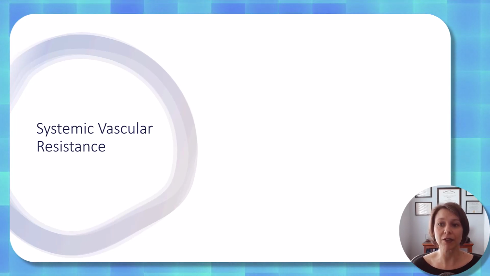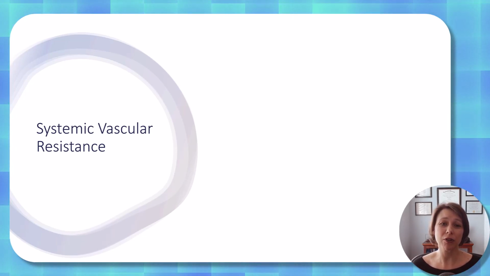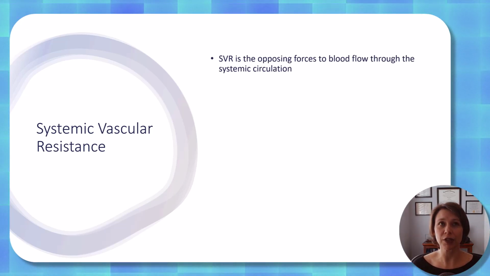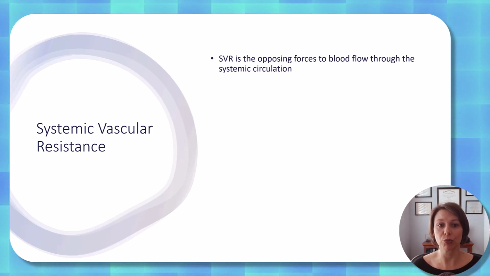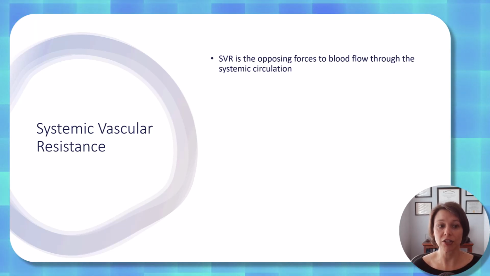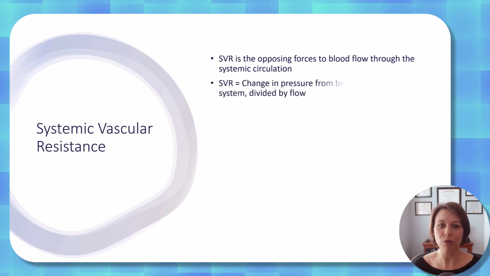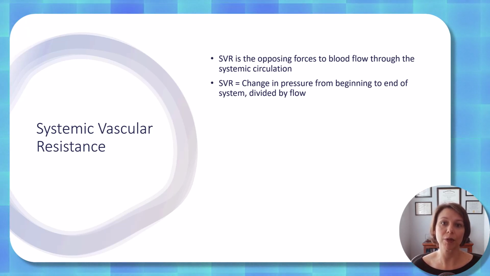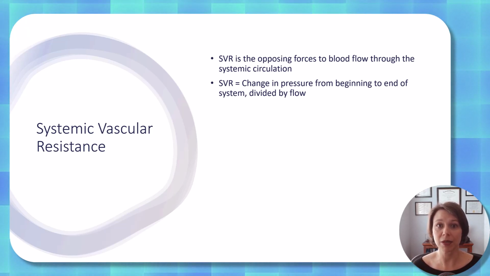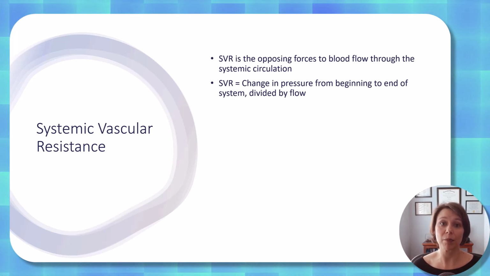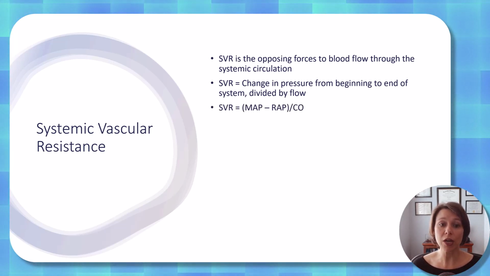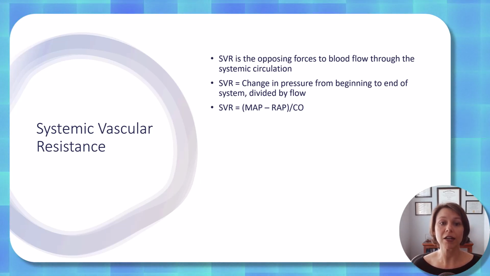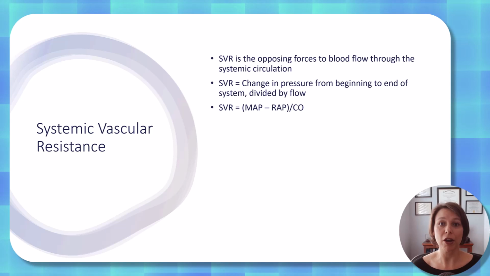Next, we're going to talk about systemic vascular resistance, because that'll be an important value as we talk about hemodynamics. So, systemic vascular resistance is really the opposing forces to blood flow through the systemic circulation. Anytime that we're talking about resistance, we typically calculate it by looking at the change in pressure from the beginning to the end of the system, and then we're going to divide it by flow. So, the equation is going to be our mean arterial pressure minus our right atrial pressure divided by our cardiac output.